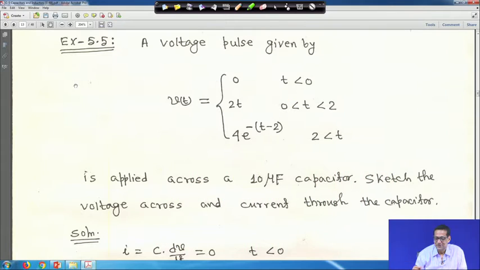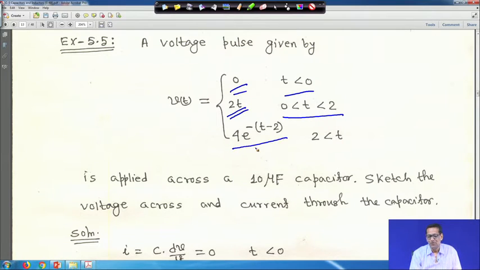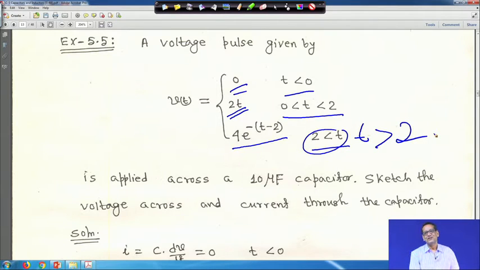And next we will take a voltage pulse given by this. So it is given that V(t) is equal to 0 for t less than 0, that means past history, and V(t) is equal to 2t, a linear relationship with time, between 0 and 2 seconds. Another thing given is that V(t) is equal to 4 e to the power minus (t minus 2) when t is greater than 2. In other way you can write this when t is greater than 2.